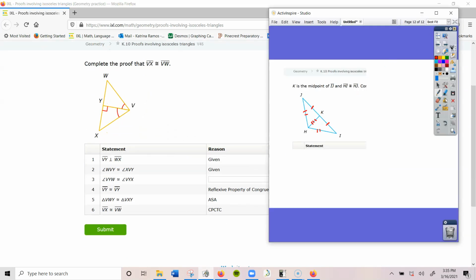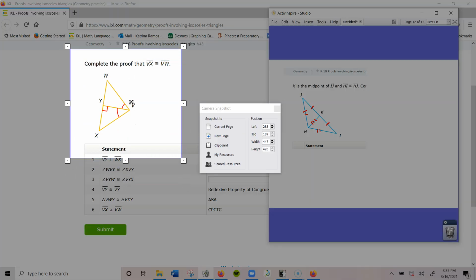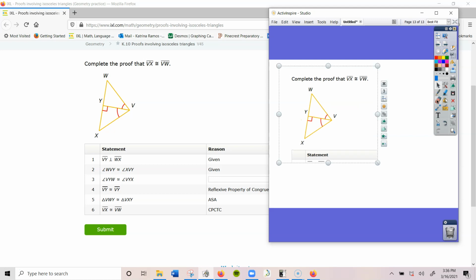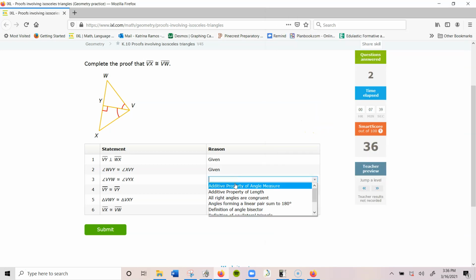Okay, let's get this next one. Ooh, that's a shortcut. Perfect. All right, so we have here that VY is perpendicular to WX, and that's given, and you see that's why we have the 90-degree symbol there. We have the two angles are congruent, and then we have that angle VYW is congruent to VYX. And that's true because if it's a perpendicular bisector, then both angles would be 90 degrees. So that would be that all right angles are congruent.